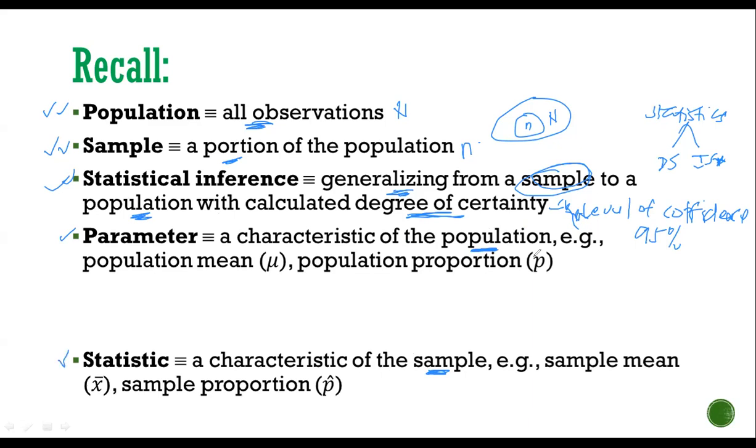Ulitin natin. If your data came from a population, you consider it a parameter. If your data came from a sample, you consider it a statistic. And under hypothesis testing, we will just be utilizing parameters here, parameters in constructing your null and alternative hypothesis later. Okay, so what are the examples of your parameter?